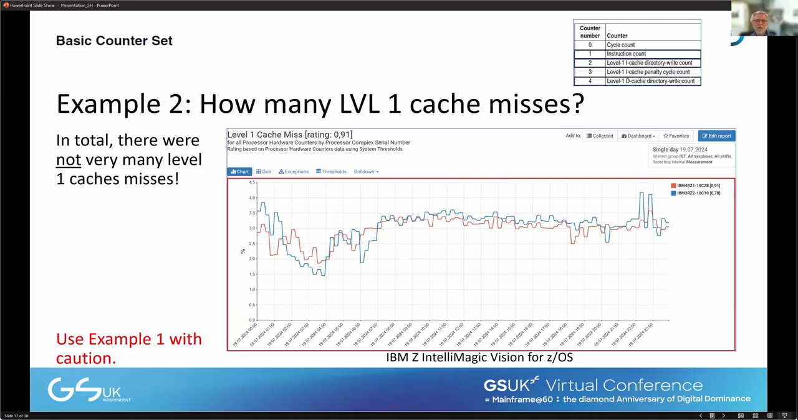So you have to be careful when you look at a chart where you may see huge spikes. It needs to be looked at in relation to, for example, how many level 1 cache misses there were in total, or rather percentage-wise. So what I'm trying to say here is use example 1 with caution. And here you see which basic counter sets are being used.